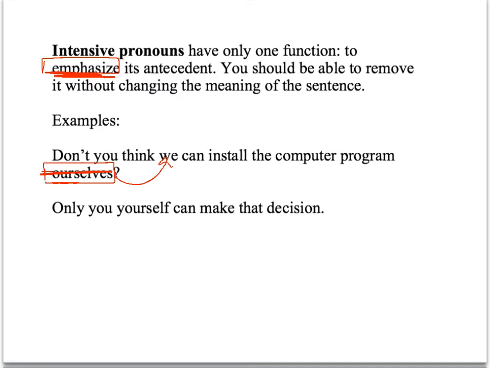The second example, only you yourself can make that decision. Yourself is again the pronoun in question. Let's try to remove it. Only you can make that decision. Has the same meaning. The sentence is still complete. Yourself only serves to emphasize its antecedent you.